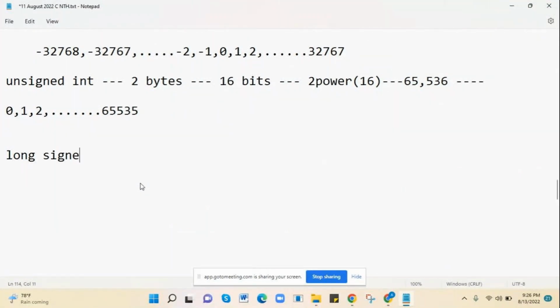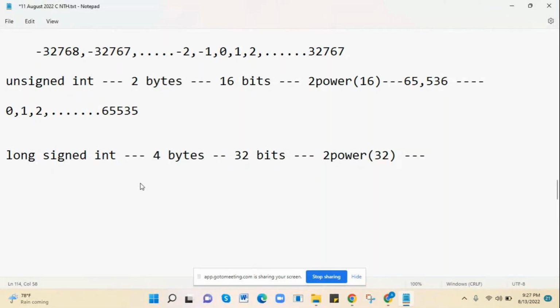Long signed int, it is 4 bytes. 4 bytes means how many bits? 32 bits, 4 eights are 32 bits, which is nothing but 2 power 32. What is the value of 2 power 32? 2 into 2 into 2 up to so on 32 times. Okay, so can you tell me what is the value of 2 power 32?